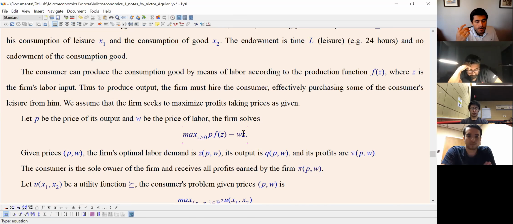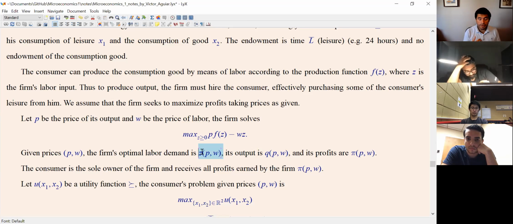So given p and w, the prices, the firm's optimal labor demand is L(p,w). So this is how much the firm takes as an input, the labor of the worker. And this depends on the price of the output and on the price of the input. And the output is q(p,w). So remember, this optimal demand is already unconditional on the quantity, it is already the final input demand. So this is the optimal supply level. The solution to this problem is how much output do I produce and how much labor do I use as a firm.